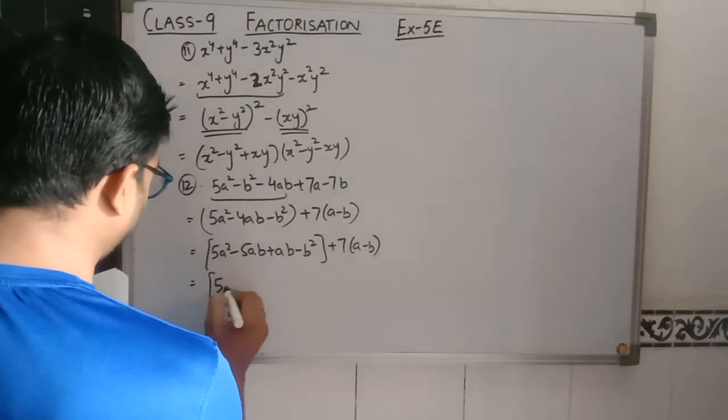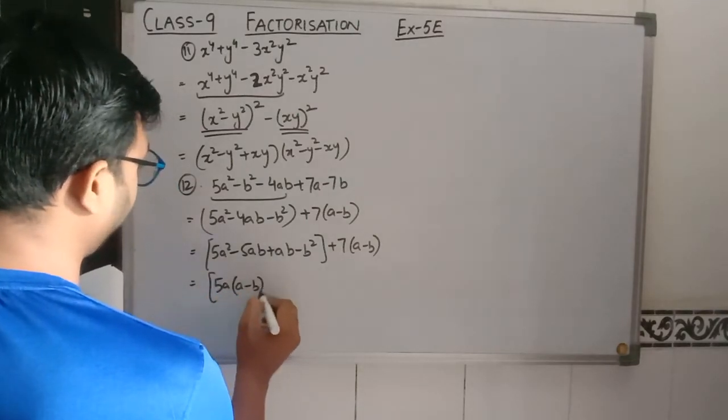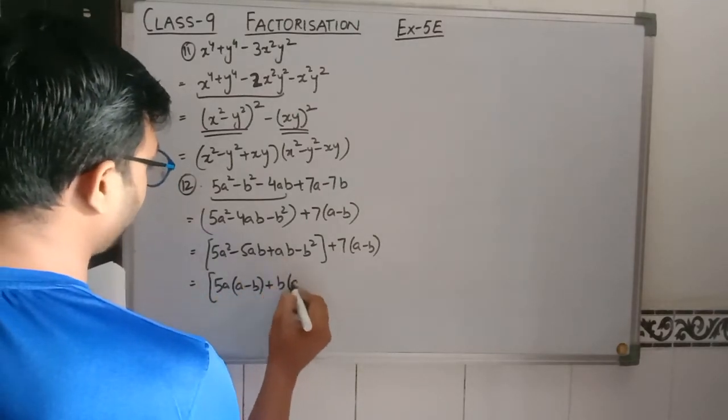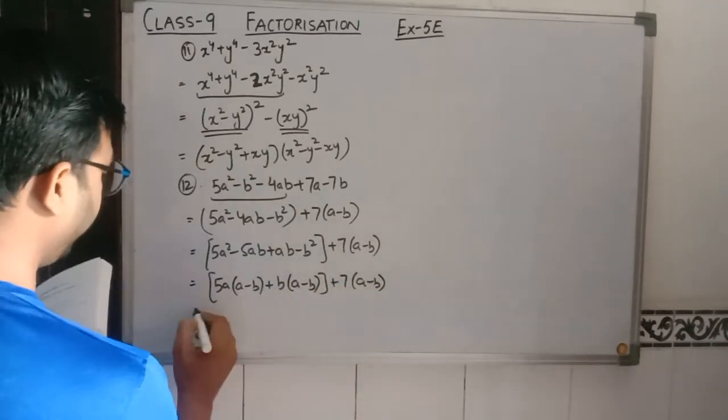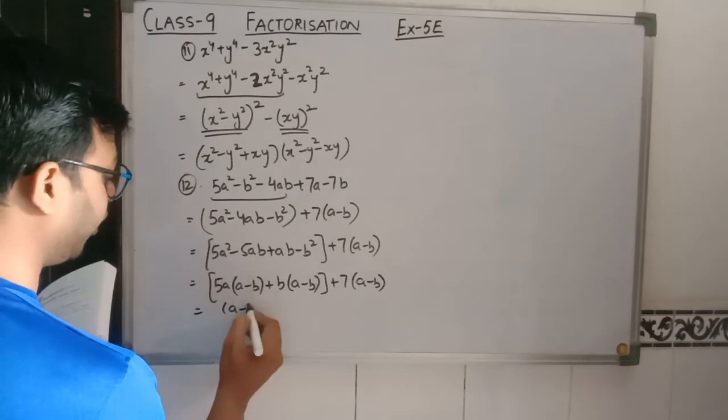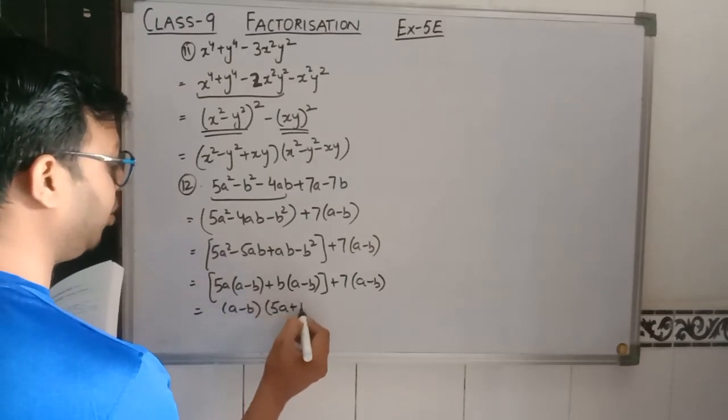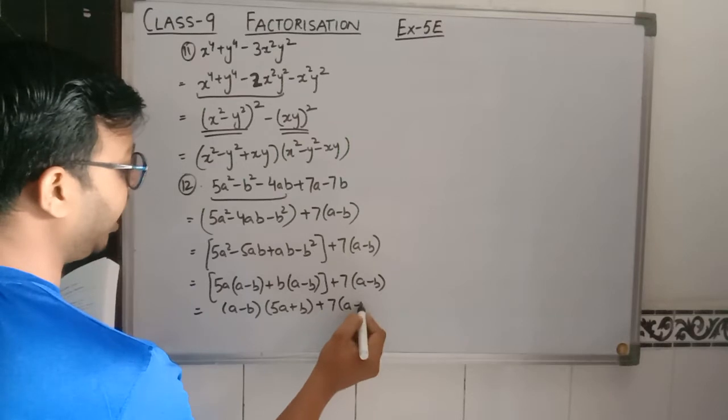In the first two terms, 5a is common, so a minus b. In the next two terms, b is common, so a minus b again. And 7 times a minus b. So in the brackets, a minus b in the first bracket, 5a plus b in the other bracket, and 7 times a minus b.